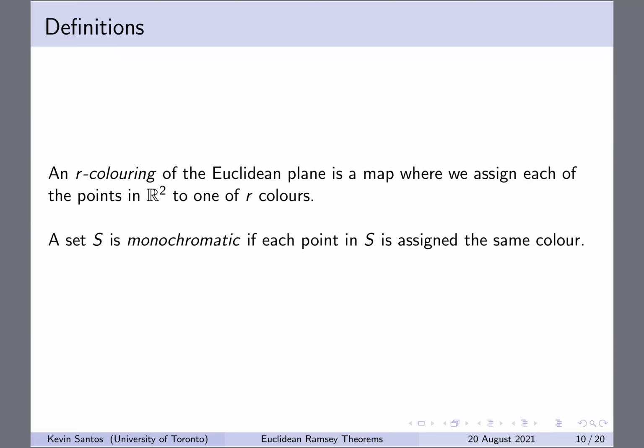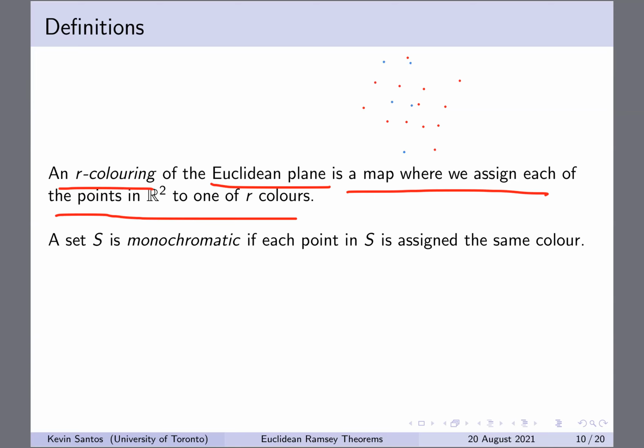Now, first of all, an R coloring of the Euclidean plane is a map where we assign each of the points in R2 to one of R colors. So if we just imagine the Euclidean plane as just a bunch of points, then we're sort of just coloring each of those points some combination of colors. And a set S is monochromatic if each point in S is assigned the same color. So like these 3 red points would be monochromatic.